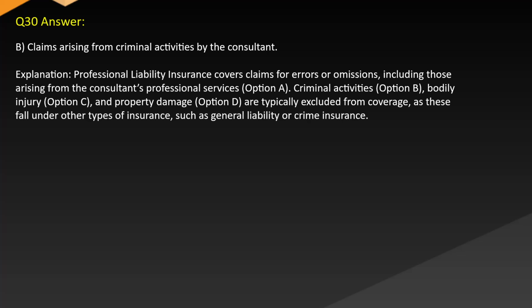Explanation: professional liability insurance covers claims for errors or omissions, including those arising from the consultant's professional services, option A. Criminal activities, option B, bodily injury, option C, and property damage, option D, are typically excluded from coverage as these fall under other types of insurance, such as general liability or crime insurance.